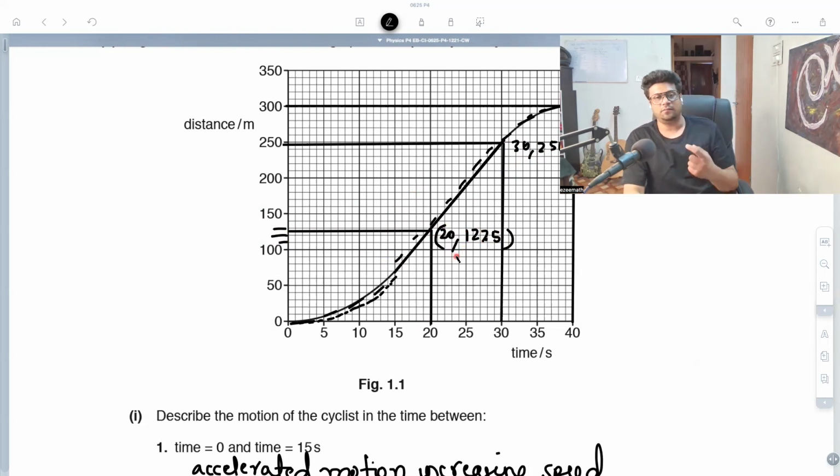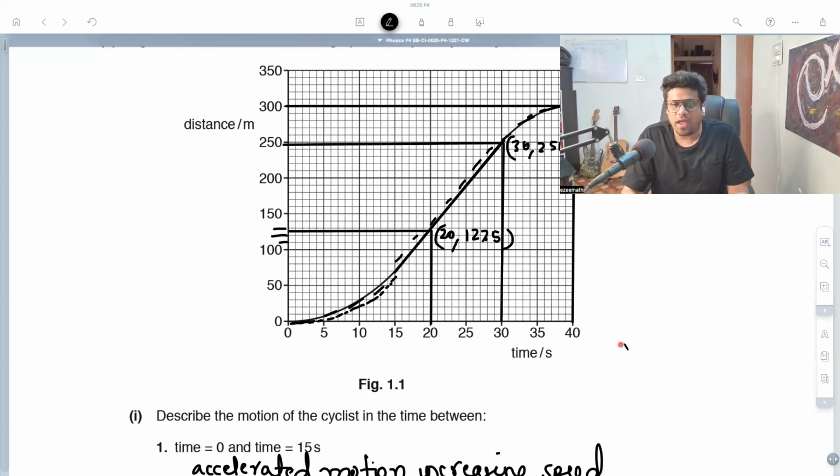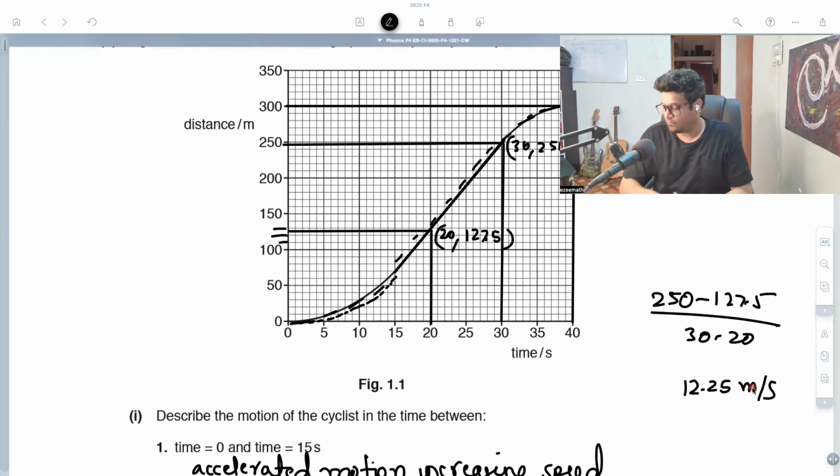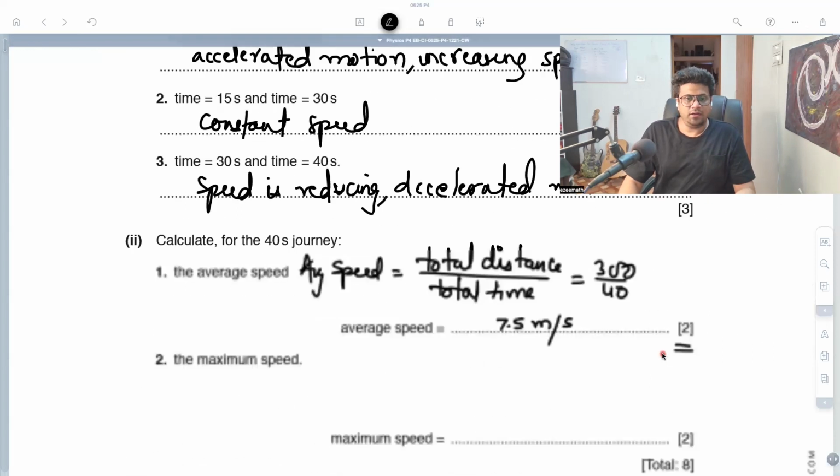Again, if I had a printout of this paper and a ruler and a pencil, I would have been better with my coordinates. But for me, this is what it looks like. So I find out the speed, which is the gradient of this line. It's going to be y2 minus y1. So you go 250 minus 127.5 divided by 30 minus 20, which comes out to be about 122.5. 122.5 divided by 10 comes out to be 12.25 meters per second. Well, that's your answer. We go and write this up.